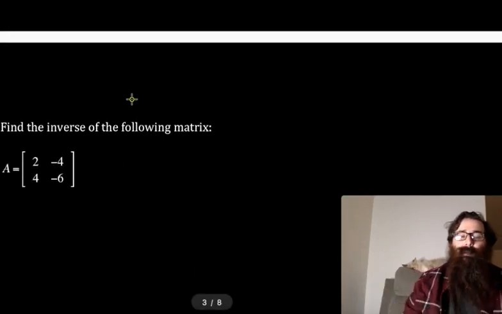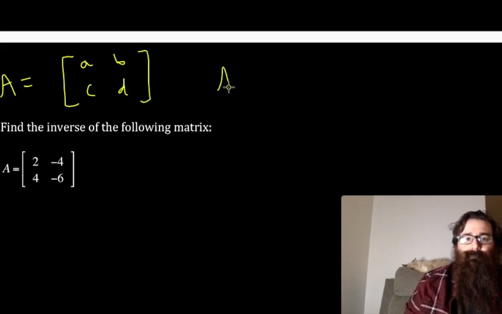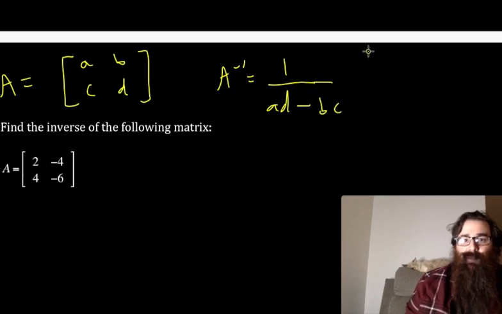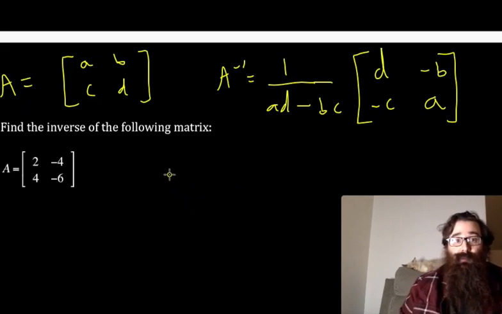Find the inverse of the following matrix. Now let me just refresh. We said A is a 2 by 2 matrix with first row A B, second row C D. A inverse is 1 over the determinant, which is A times D, multiplied on the main diagonal, minus B times C, multiplied on the off diagonal, subtract. And that scales into the following rearrangement. On the main diagonal, upper left to bottom right, we swap those two. So D upper left, A bottom right. Off the main diagonal, we flip the signs. So B stays, but we flip the sign. C stays, but we flip the sign. And that's our formula for finding a 2 by 2 inverse.